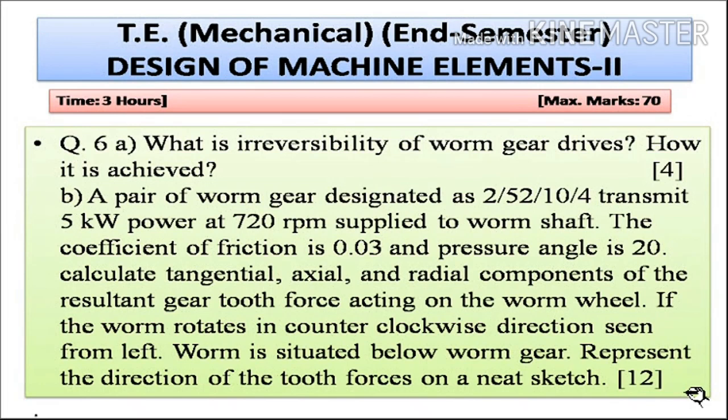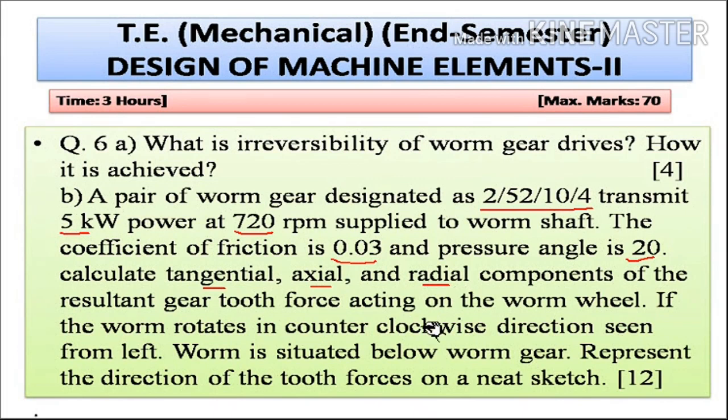A pair of worm gear is designated as 2 52 10-4. So the designation of the worm gear is specified. It is transmitting 5 kW power at 720 RPM, which is applied to the worm shaft, and the coefficient of friction between the worm and the worm wheel is 0.03, and the pressure angle is 20. So you are asked to calculate the tangential force, axial force and radial force acting on the worm wheel.